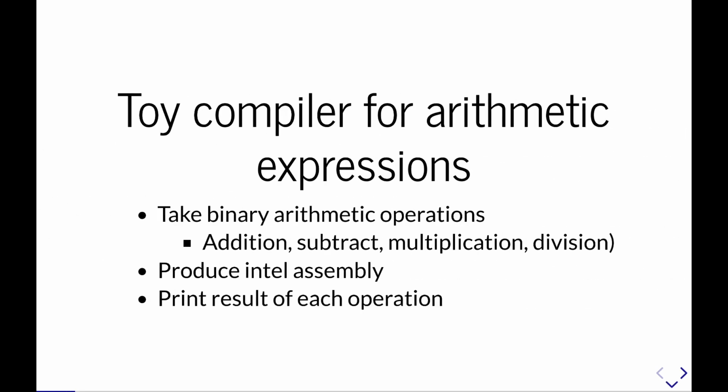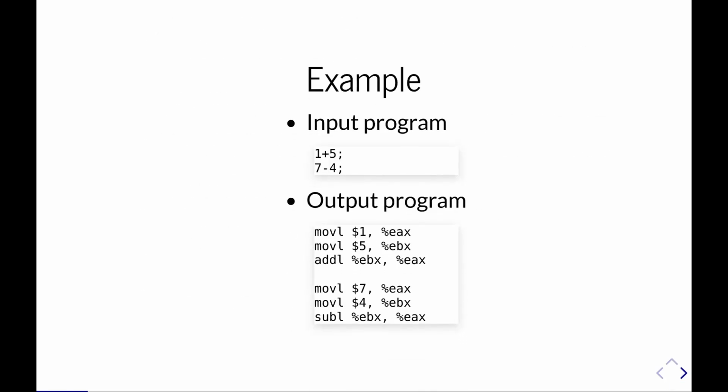So today we're going to write a compiler that will work for simple arithmetic expressions. We're just going to do addition, subtraction, multiplication, and division in a text file, and we're going to translate that into Intel assembly and just print out the results. So here's an example of what our input and output to our compiler will be.